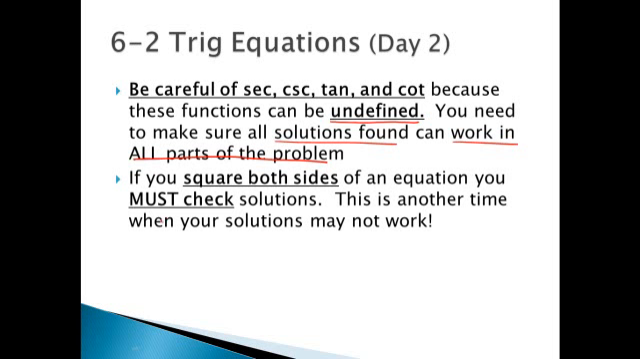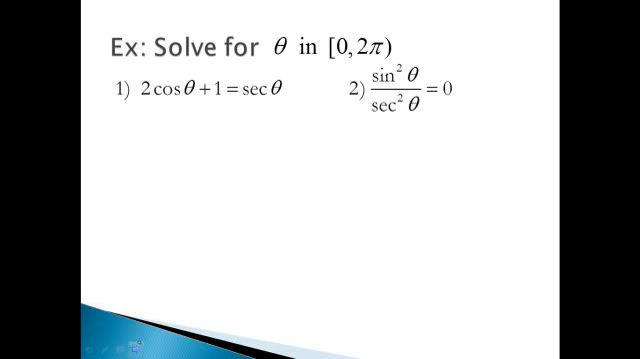We talked about yesterday that when you square both sides, you can do a substitution with your Pythagorean identity. And when you do that, you open yourself up to extraneous solutions. So you always have to check to make sure that those solutions work in the original problem. We're going to go ahead and get started.